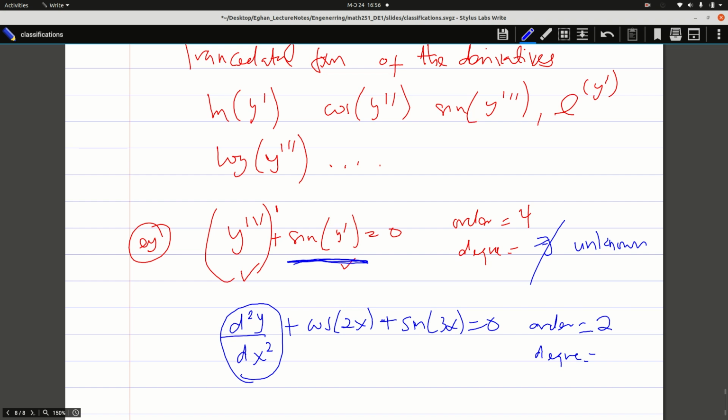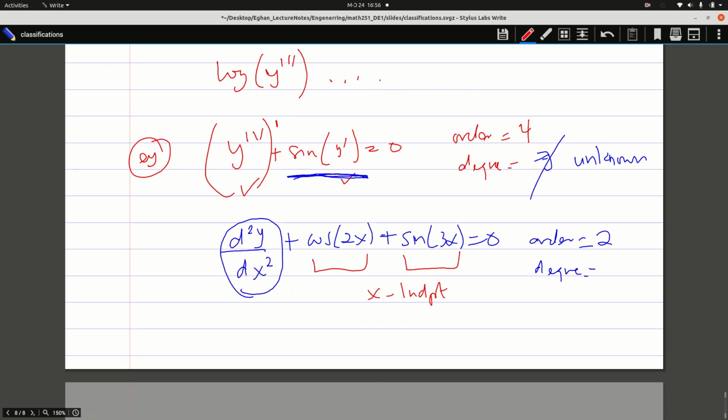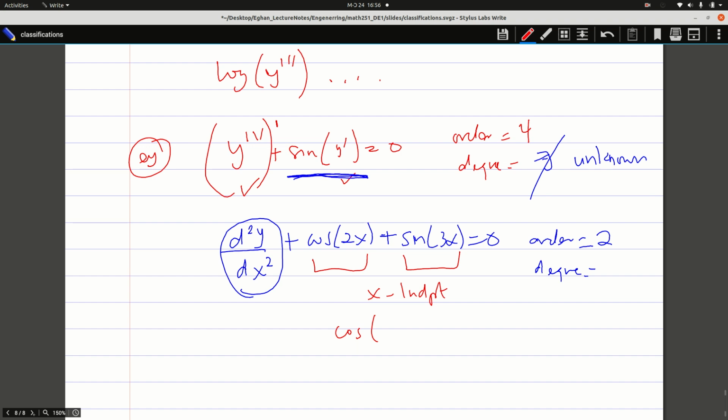Even though I have the cos as a transcendental function, they are not on the dependent variable or the derivatives. The x is the independent variable. The transcendental functions must be on the derivative. So assuming I had cos of 2y prime here, then I can say the degree is unknown. But in this case, the degree is 1, because if I take a bracket around this guy here, the exponent is 1.